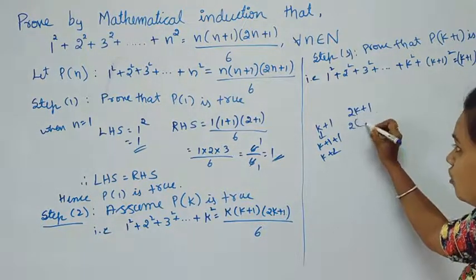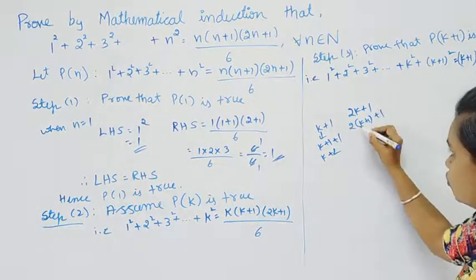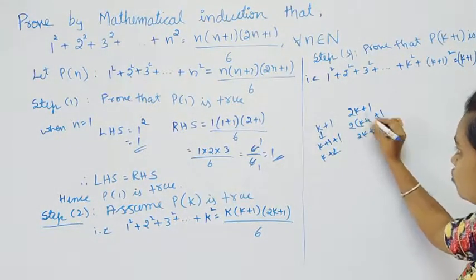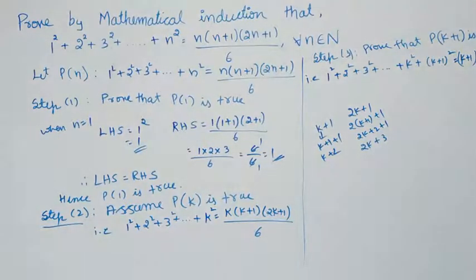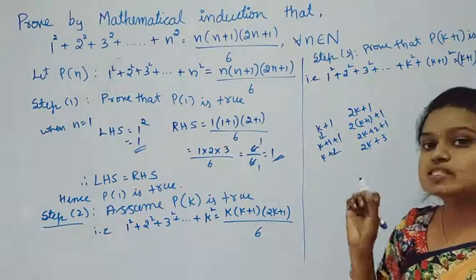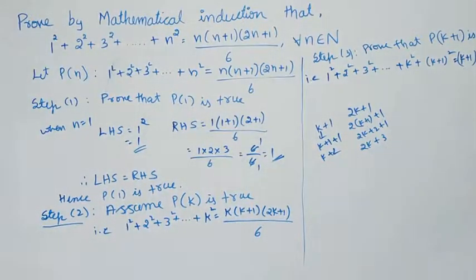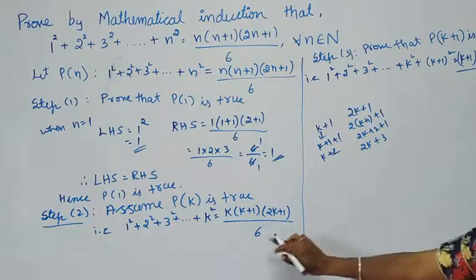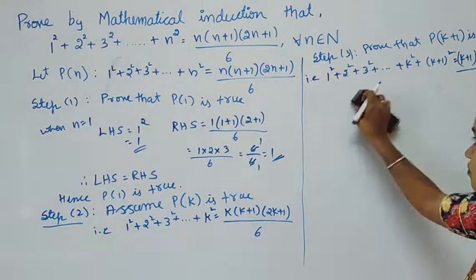So we have to replace k by k plus 1, plus 1. So 2 into k, 2k, plus 2 ones are 2, plus 1. So it becomes 2k plus 3. Understand? Replace k by k plus 1 and simplify, you will get 2k plus 3. So k plus 1 into k plus 2 into 2k plus 3 whole divided by 6. Understand? We have to show this.